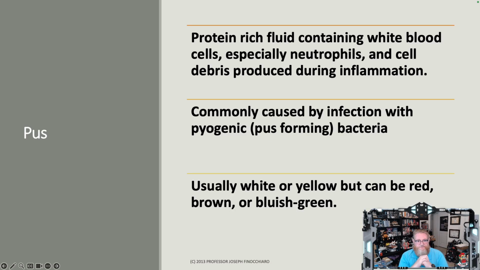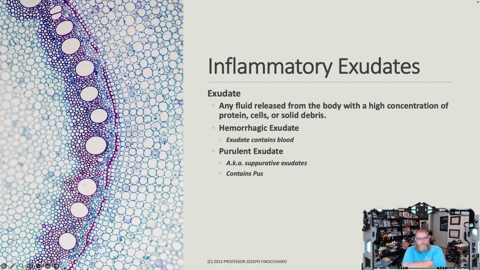Pus is a protein-rich fluid containing white blood cells, especially neutrophils, and cell debris produced during inflammation. Commonly caused by infection with pus-forming bacteria or pyogenic bacteria, and usually pus is white or yellow, but it can be red, brown, or bluish green. Inflammatory exudates. So an exudate is any fluid released from the body with a high concentration of protein, cells, or solid debris. So a hemorrhagic exudate contains blood, a purulent exudate or a suppurative exudate will contain pus.